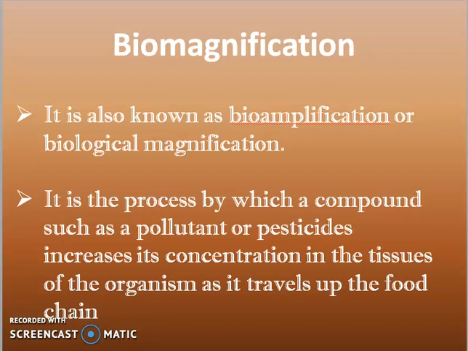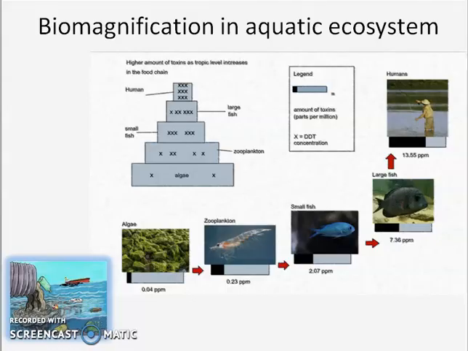It is the process by which a compound such as a pollutant or pesticide increases its concentration in the tissue of an organism as it travels up the food chain. We will explain the biomagnification problem in an aquatic ecosystem. Xenobiotic compounds or heavy metals are introduced into the aquatic ecosystem, and the phytoplankton, during the absorption of nutrients like phosphorus, nitrogen, etc.